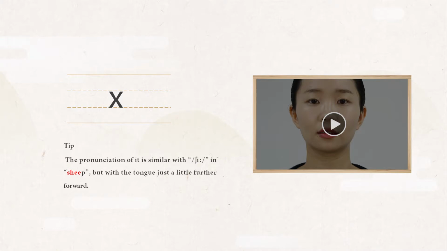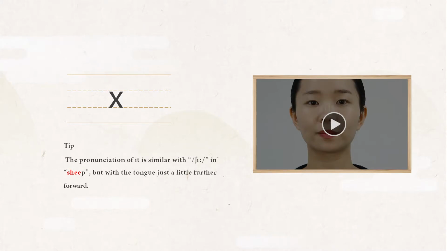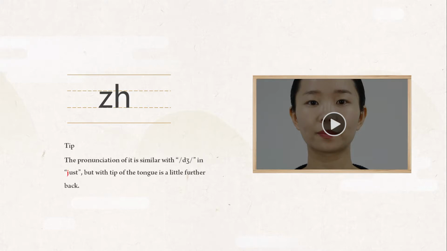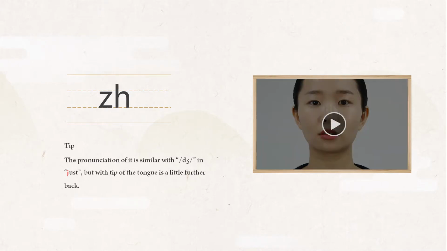Xi. xi. Here's a tip. The pronunciation of it is similar to she in sheep, but with the tongue just a little further forward. Zhi. zhi. Here's a tip. The pronunciation of it is similar to j in just, but with the tip of the tongue a little further back.